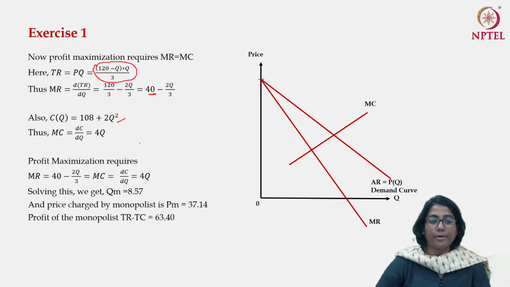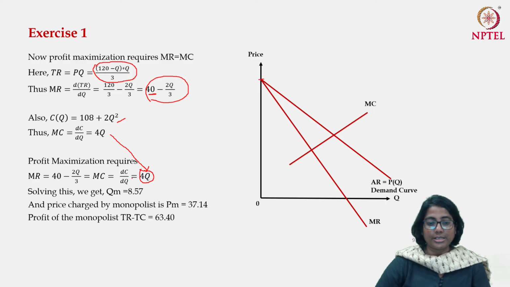Now what I have to do in order to go for profit maximization, I have to equate the marginal revenue with marginal cost. So if I equate marginal revenue with marginal cost, I have to equate 40 minus 2q by 3, this part, MR, should be equal to MC, which is equal to 4q. So this is where I'm getting the MC. Okay. So I'm equating the MR with MC.